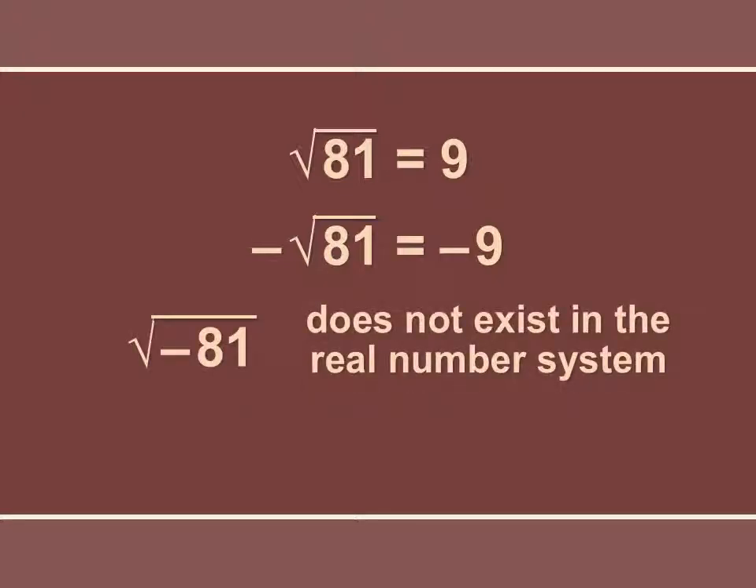If we have the square root of negative 81, we can say it does not exist in the real number system, because there are no two numbers that are the same that we can multiply together that will give us negative 81. If we multiply 9 times negative 9, we'll get negative 81. However, the definition of the square root is that it's a number multiplied by itself. So anytime you get the square root of a negative number, it does not exist in the real number system.